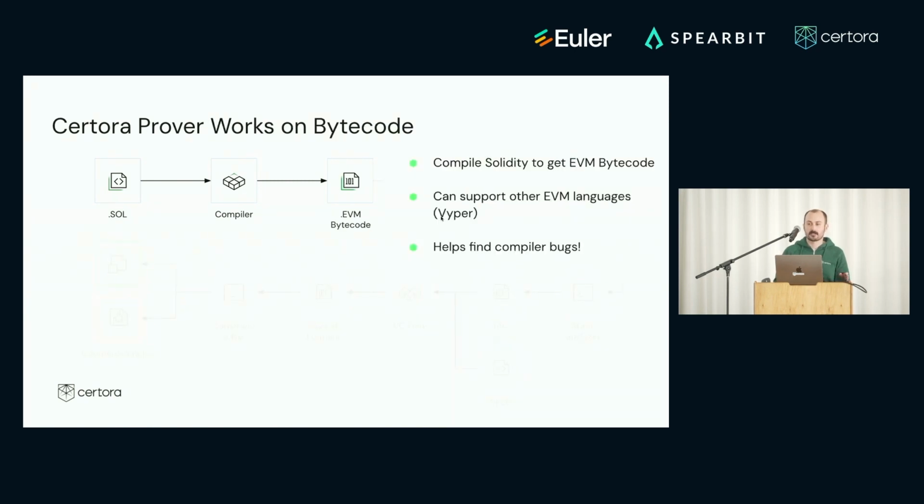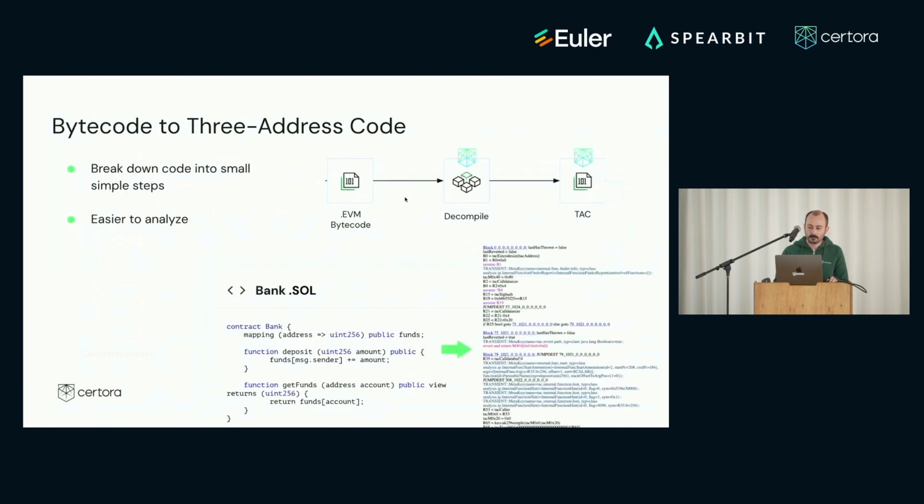So importantly, the Certora prover actually works on EVM bytecode. There's two main reasons for this. One is that we can actually support more languages than just Solidity. We can support any of the languages that work on EVM, like Vyper. But perhaps even more importantly than that, this lets us reduce our trust assumptions about the Solidity compiler, because we're actually proving properties about its output and not just the source code. And in fact, we've even found some compiler bugs this way.